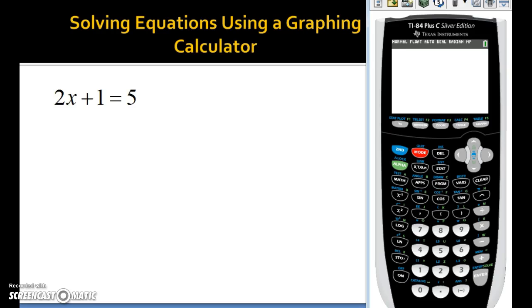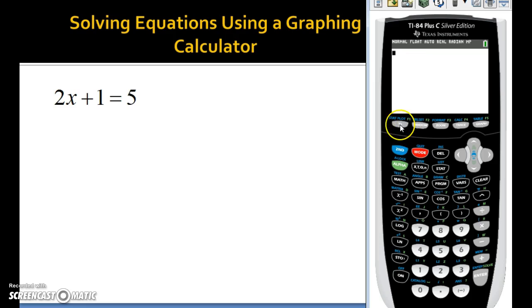Hi, this is just a brief tutorial on how to use your graphing calculator to solve equations. So the first equation you see on the screen is 2x plus 1 equals 5. And this is actually a really easy equation for us to solve using our algebra skills. We obviously would subtract 1 and divide by 2, and we know that x would equal 2. But let's just talk about how we could solve this problem using our graphing calculator.